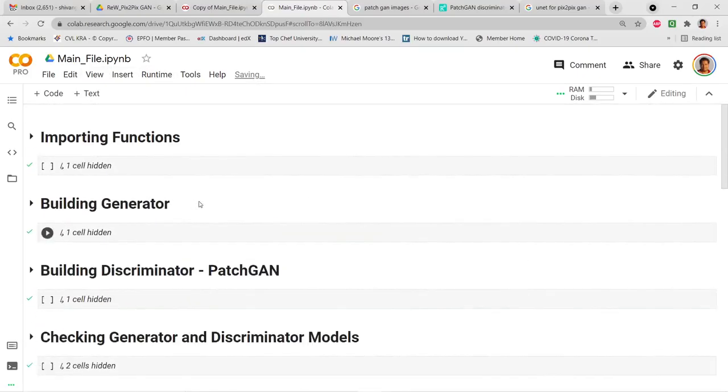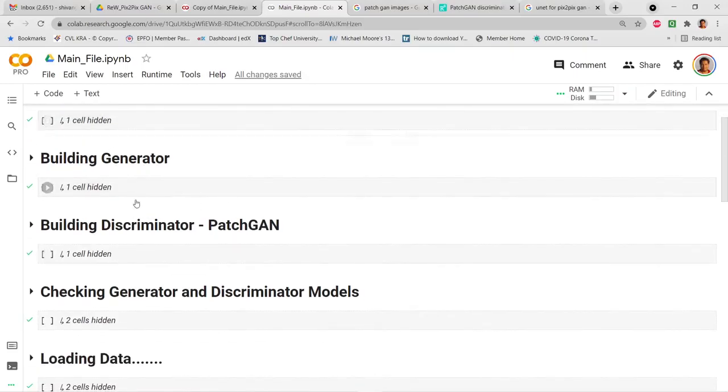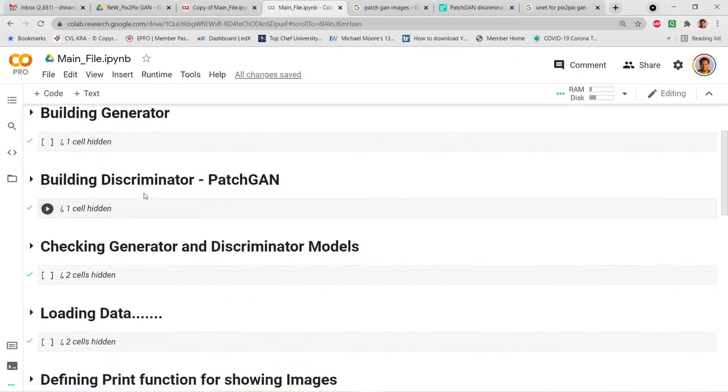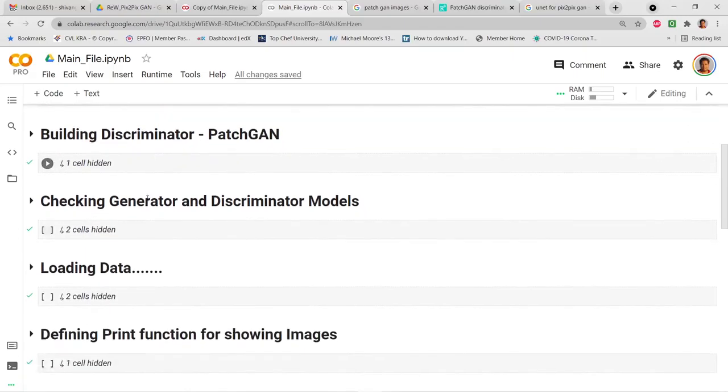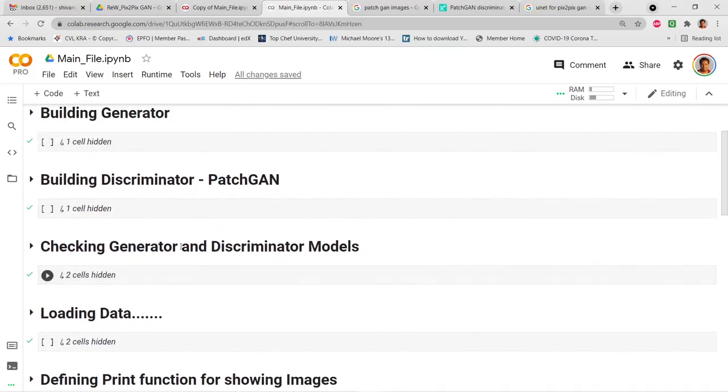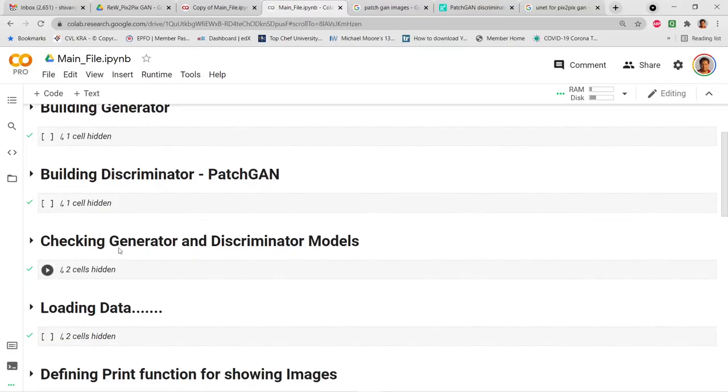So this is the Jupyter notebook, and these are the major heads in which our Jupyter notebook is structured. So the first is we are just importing the functions. The other two cells are about building the generator and discriminator GAN. The third one is checking the generator and discriminator model outputs. So what does this mean? After we have built the GAN, we should also check whether our built model is able to produce the desired output or not. So we will be just checking this.